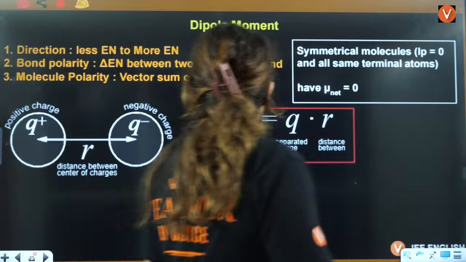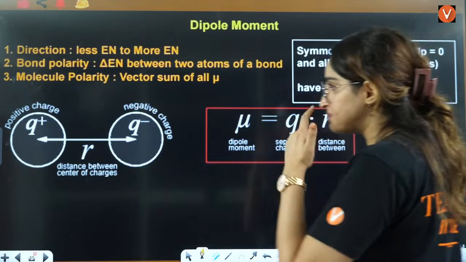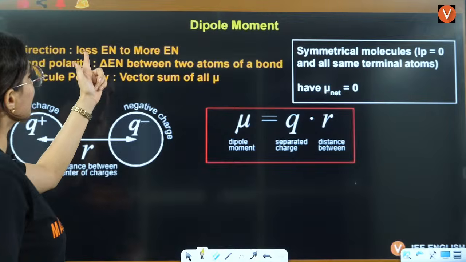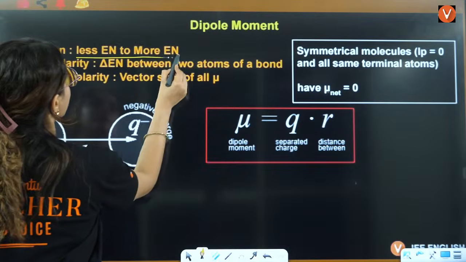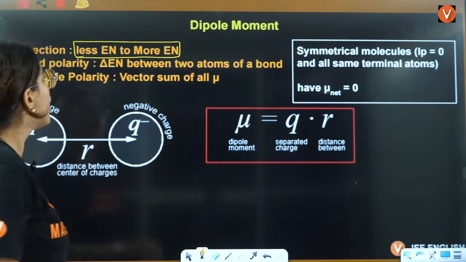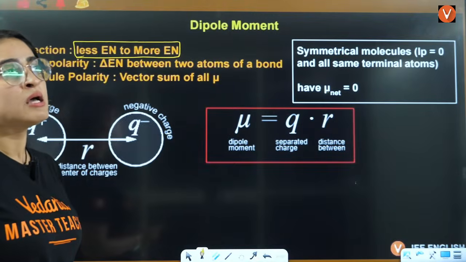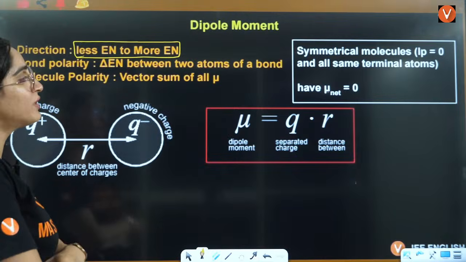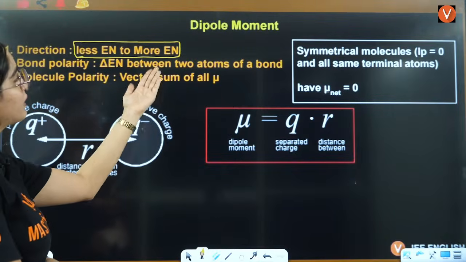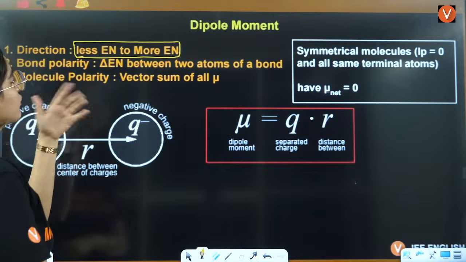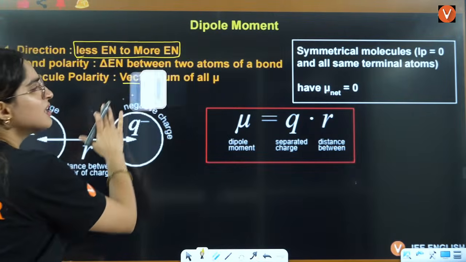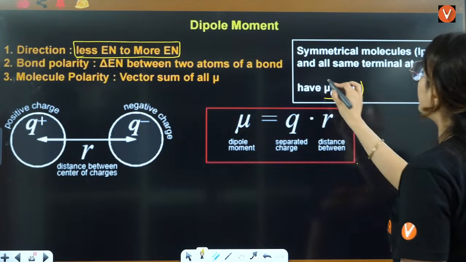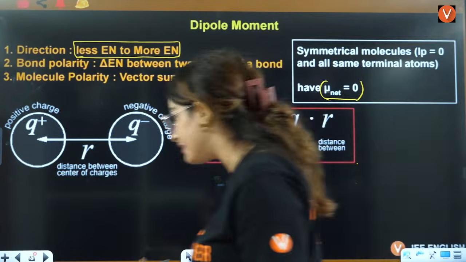Okay, now we have dipole moment, right? Dipole moment is actually the direction from, always direction will be from less electronegative to more electronegative, or it will always be from an atom to the lone pair, right? And bond polarity, it will tell you the polarity of the bond between two atoms of the bond, and molecular polarity, it is a vector quantity. And this all you don't need to know. If mu is 0, then it is a non-polar molecule. There is no polarity here, right?